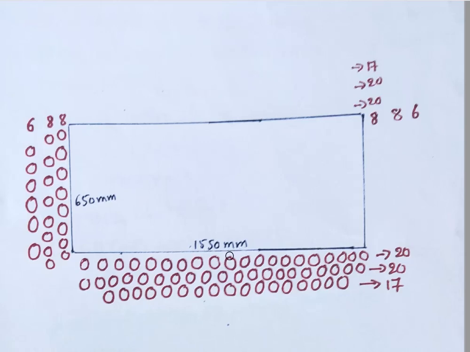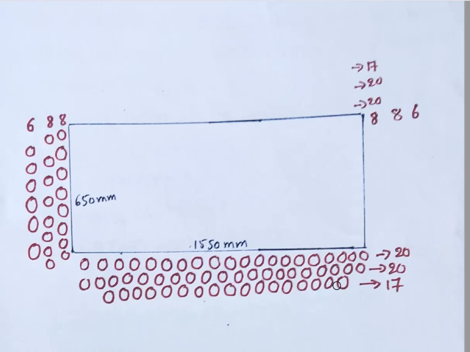1550 mm divided by 75, you will get 20. So in one layer, 20 tubes I have placed here, and in the next layer exactly I cannot place here. In between the gap I need to place here. So here 20. Again above that, you should leave some space here. Again 17 I placed here. There is no hard and fast rule, you need to place 17 only.